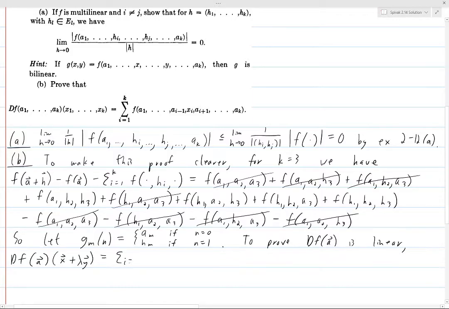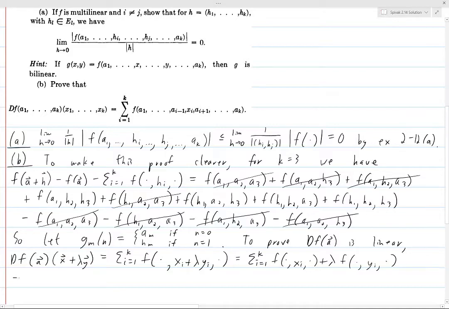This is going to be the sum from i equals 1 to k of f of dots, which replaces a1 through a_{i-1}, and in the ith coordinate we have x_i plus lambda y_i, and then all the other dots. Then we use the multilinearity of f, which means we have linearity in the ith coordinate, so we can break this up into f of dots x_i dots plus lambda times f of dots y_i dots.